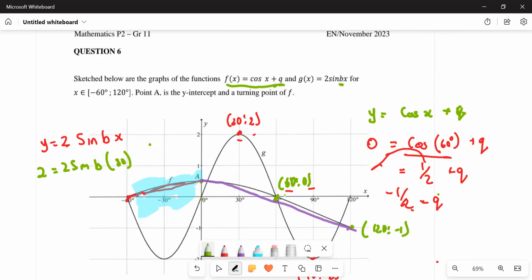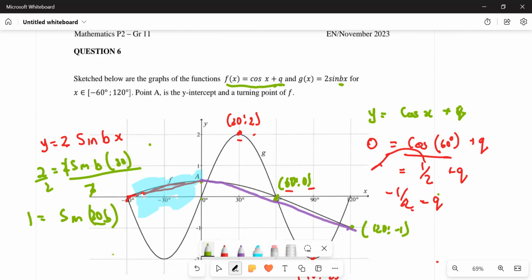What are you trying to get? You want to get b. Okay, let's move on. I can divide both sides by 2. Divide by 2, divide by 2. It says 1 is going to be sine 30b. Let's call it sine 30b, like this.